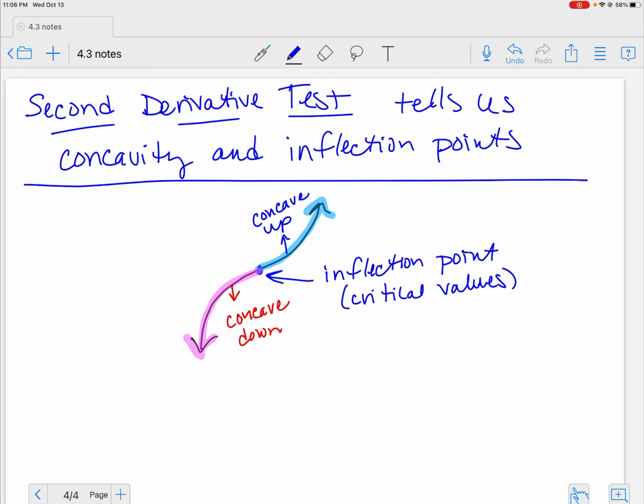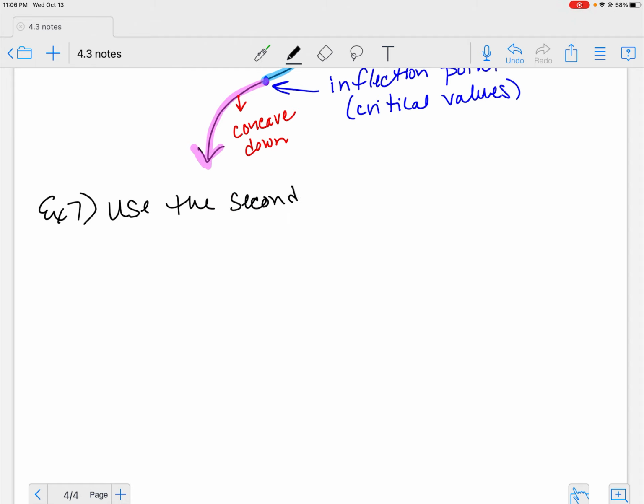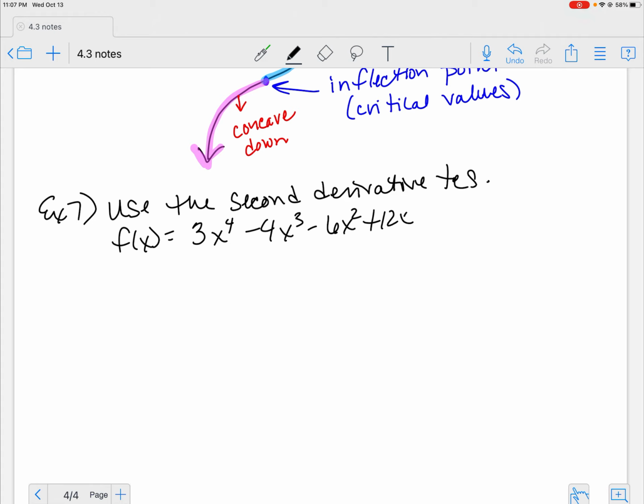Okay, so let's try this out. Now we know what concavity is. Let's do an example. So here's example 7. We want to use the second derivative test on my function f of x equals 3x to the 4th minus 4x cubed minus 6x squared plus 12x plus 1. Look familiar? It should, because we just did it. So my first derivative is 12x cubed minus 12x squared minus 12x plus 12.